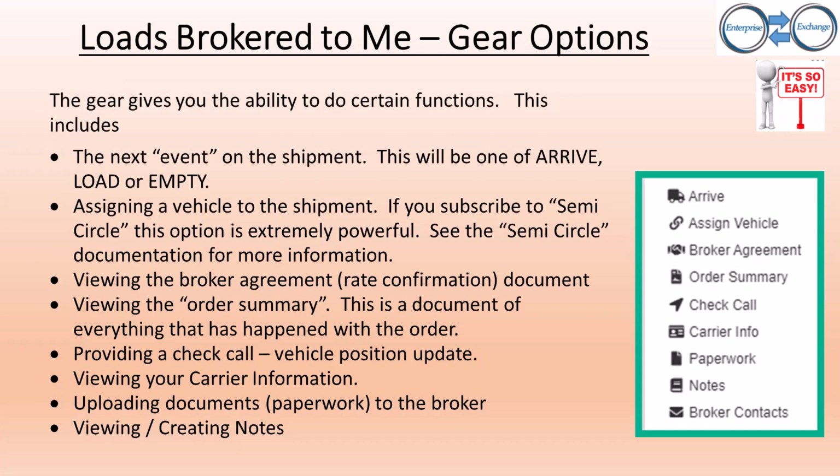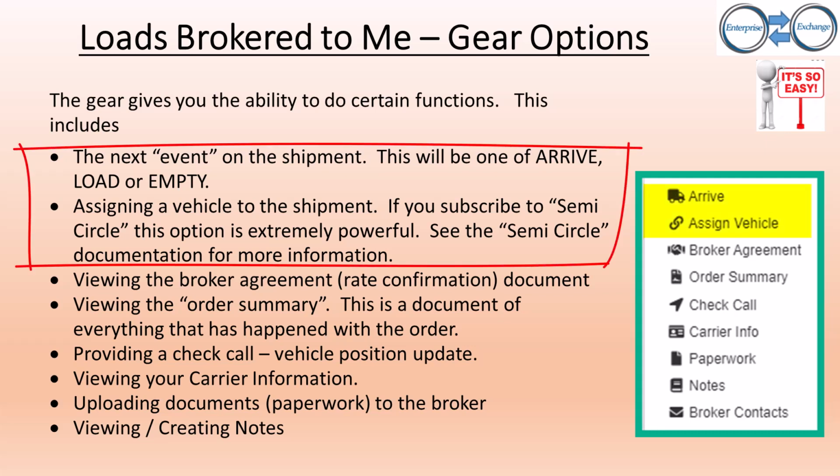To the left of each order is a gear function. This includes the ability to do the next event on the shipment, which could be arrive, load, or empty, and assign a vehicle to the shipment. Now, if you subscribe to Semicircle, this option is extremely powerful, so see the Semicircle documentation for more information.